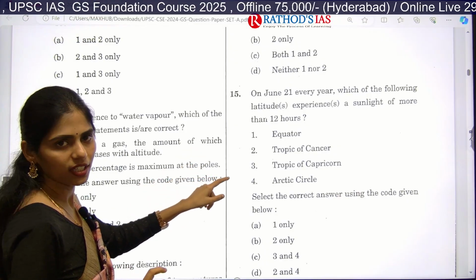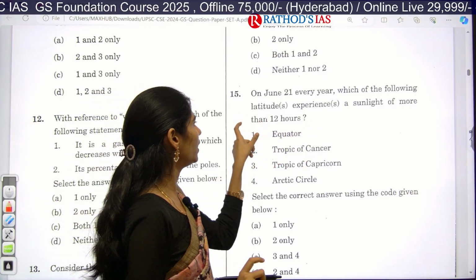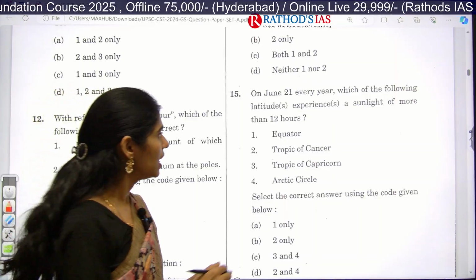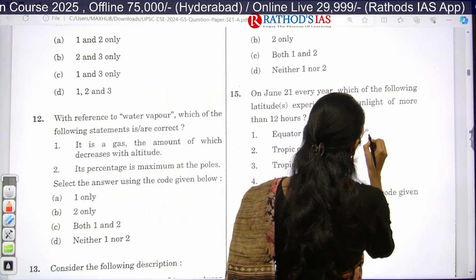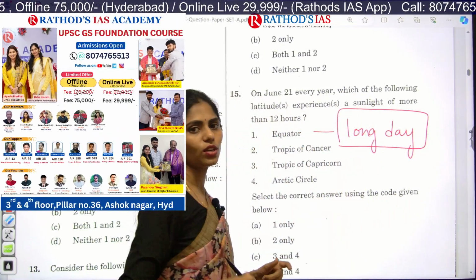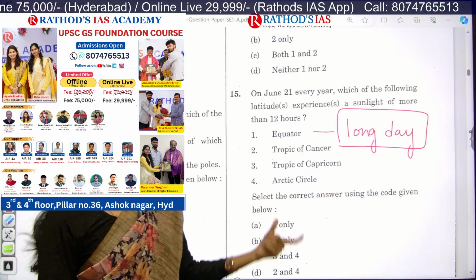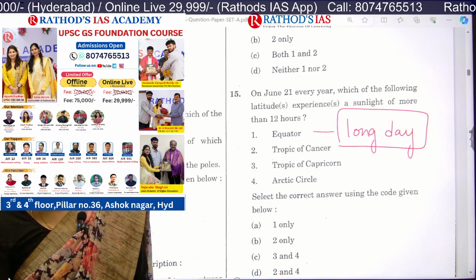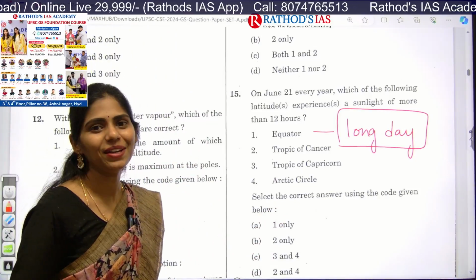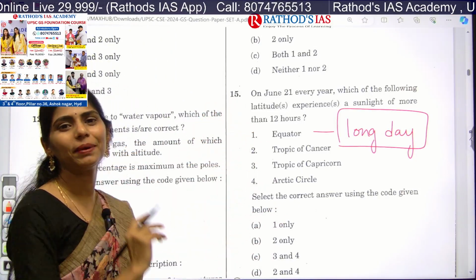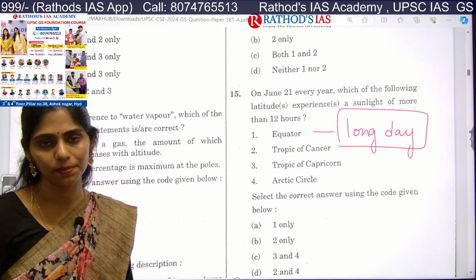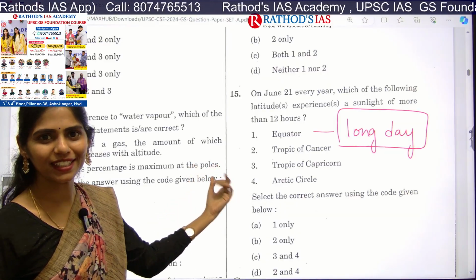And the next one is the 15th question. On June 21st, every year, which of the following latitudes experiences sunlight of more than 12 hours? That means it is asking about the long day. So obviously you know that yes, the longer day is present on this 21st June. Because of that, we are also celebrating Yoga Day. Clear? International Yoga Day. And actually this 21st June is also a repeated theme. Many times questions were asked on 21st June in your previous UPSC prelims. So again this is a repeated theme.